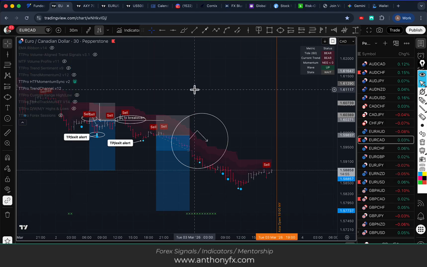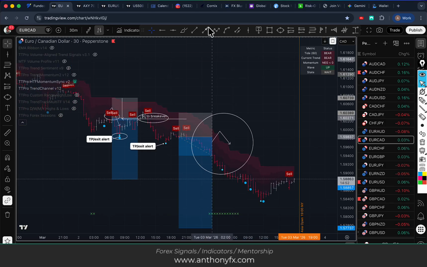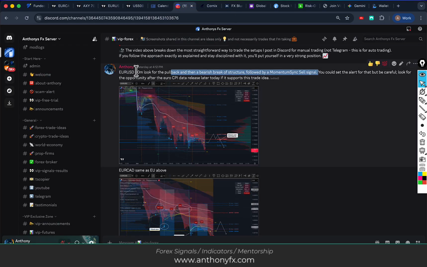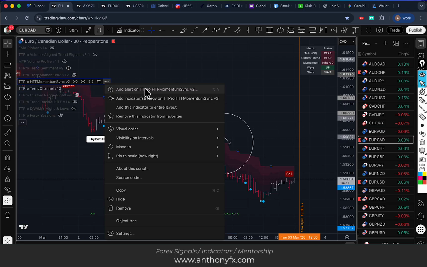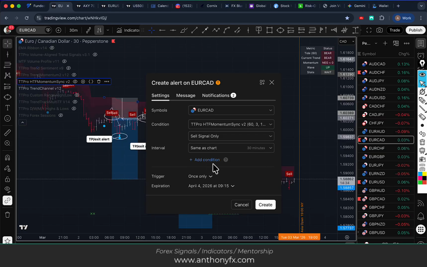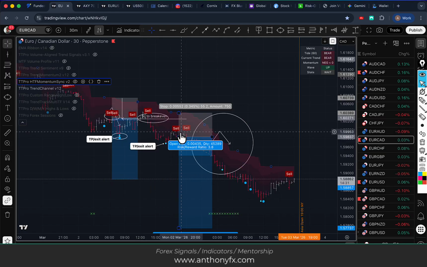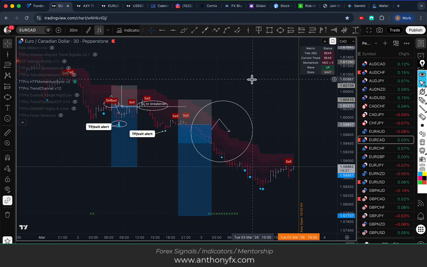All right, the easy way to trade my signals or my trade ideas: when I say look for a momentum sync sell, all you do is you come in here. If that's the idea, you just set the alert, two indicators, that's it. Set the alert for a sell. Okay, sell signal only, create. When it goes off, take the trade. See the red shaded zone? There's your stop loss. Simple, right?